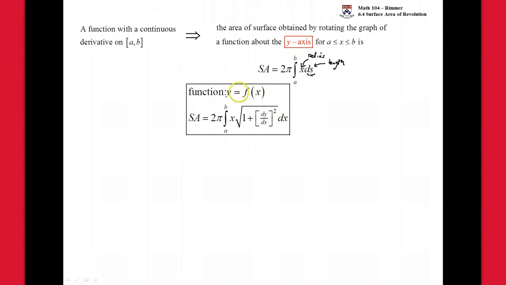That's if y is given as f of x, and we're rotating about the y-axis. Okay.